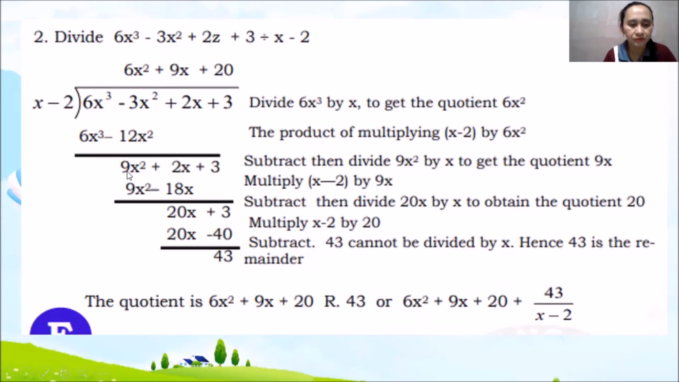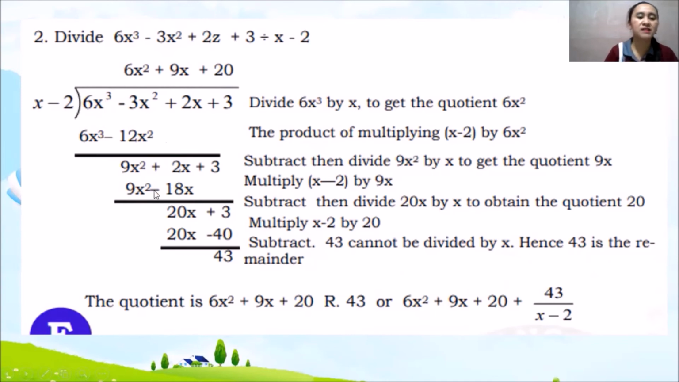Repeat the procedure, divide the first term of the given to the first term of the divisor. 9x squared divided by x is 9. X squared divided by x is equal to 2 minus 1 is 1. Kaya 9x is the second quotient. Then, multiply 9x to x minus 2.